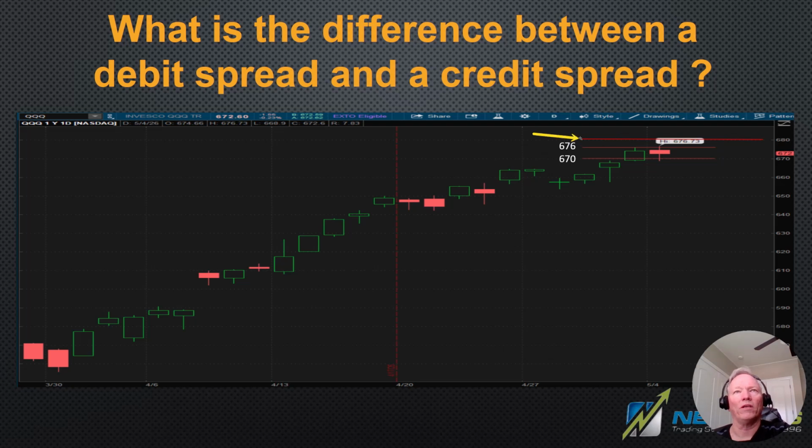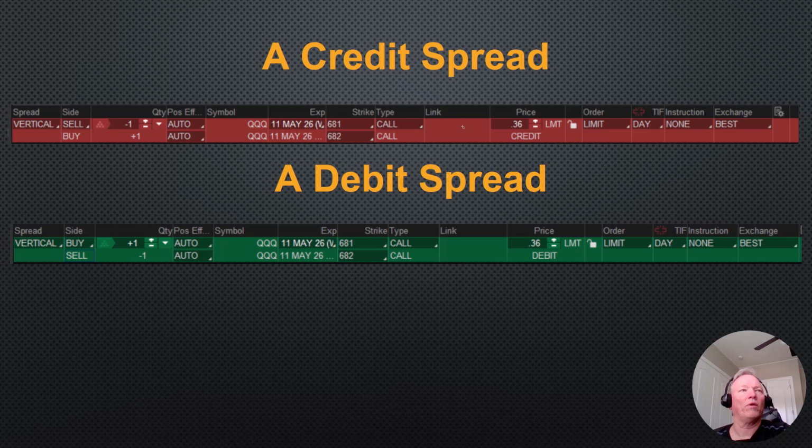And I've drawn here a line at the 680 level where we anticipate price going to within the next 7 days. And so in this case, if we put on a credit spread and we are above price at 682 and 681, we get the credit, and as long as price stays below that before we hit the expiration of 11th of May, which is about 7 days out, we get to keep the credit that was deposited in our account of $36 per spread that we put on. Again, we're buying the 682, selling the 681.